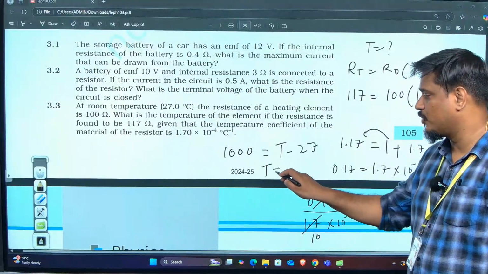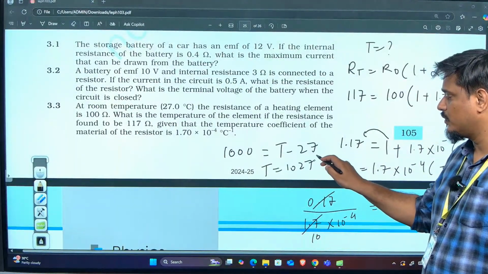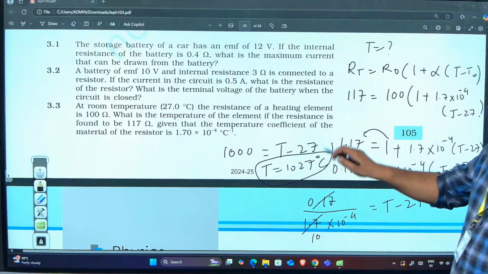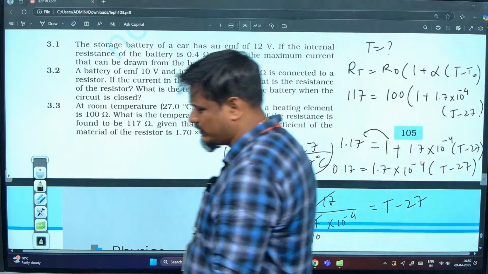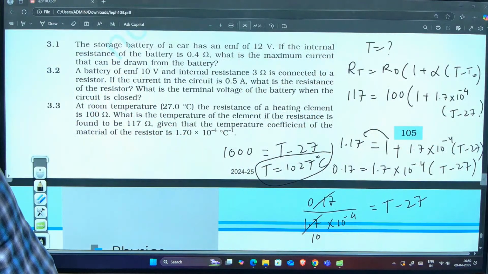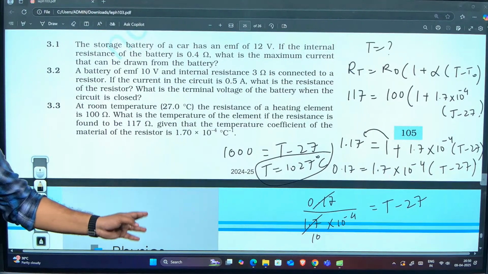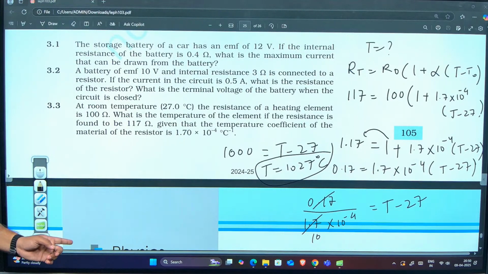So T will become equal to how much? 1027 degrees Celsius. Got it? Very basic calculation. I think it is not something we should worry about. No differentiation or integration here. Clear? Does anybody have a doubt in what I've done? Same way, same logic, if you use it, you can solve the next question. Can I erase the board? Can I go to the next question?